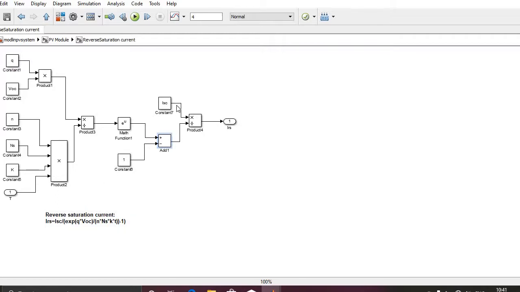Now again, this blue portion is divided in the form of ISC divided by this whole term. So we multiply ISC and divide by this whole term, and it will give our IRS, the reverse saturation current.